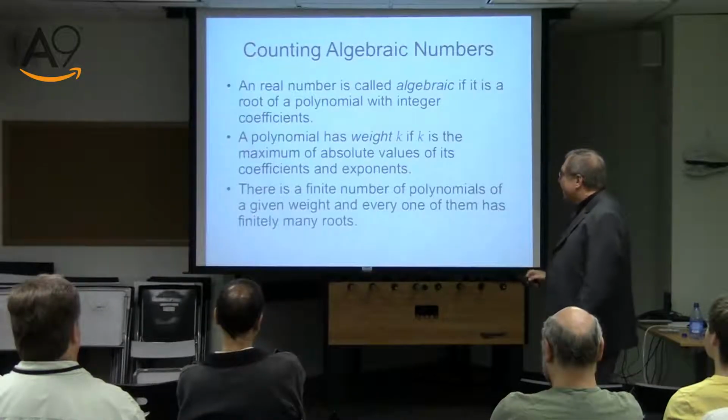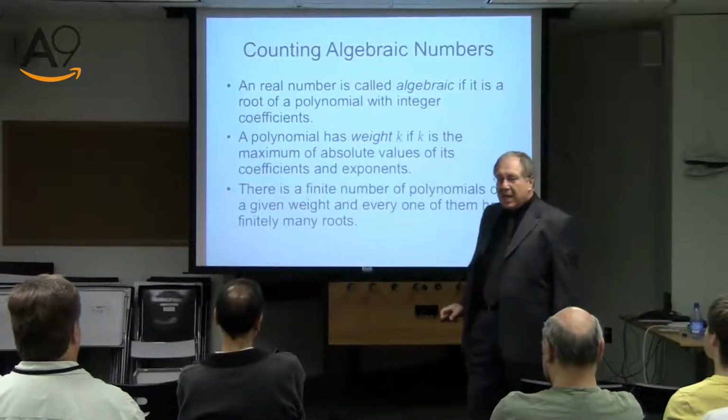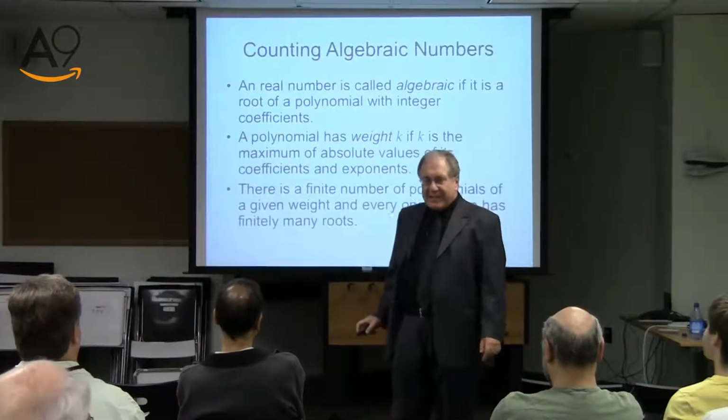And here, let us count algebraic numbers. This is my abridgment of Dedekind's proof, usually referred to as Cantor's proof. Cantor published it, but it was suggested to him by Dedekind.